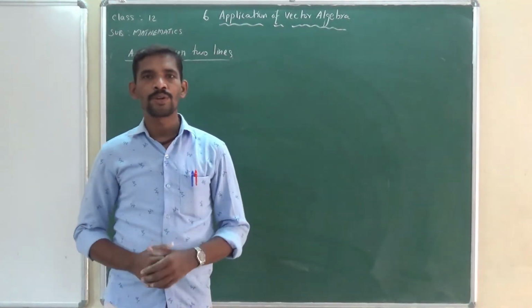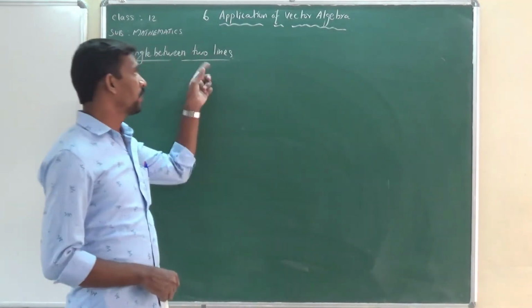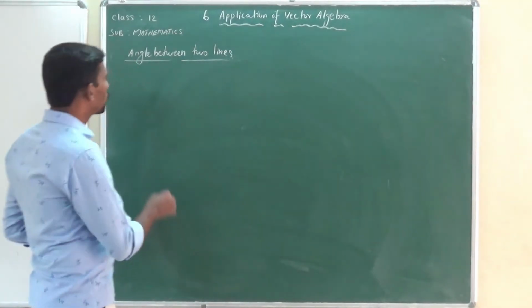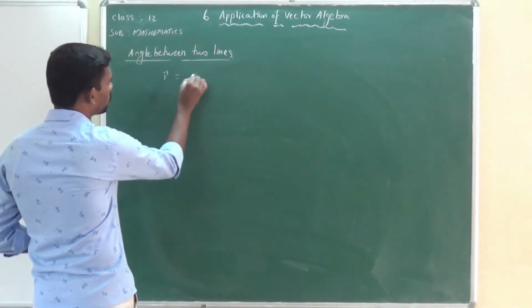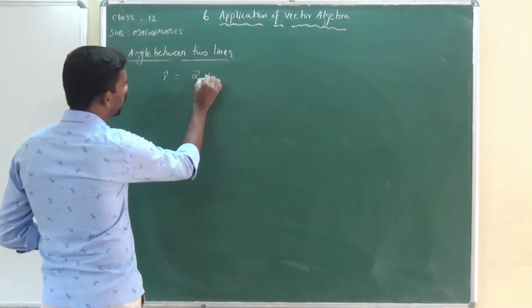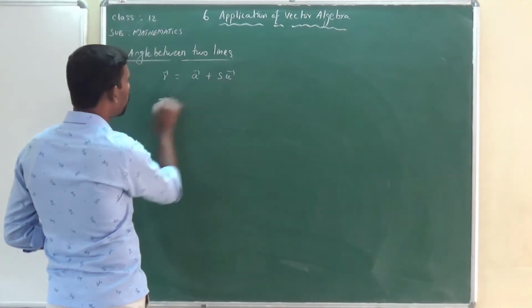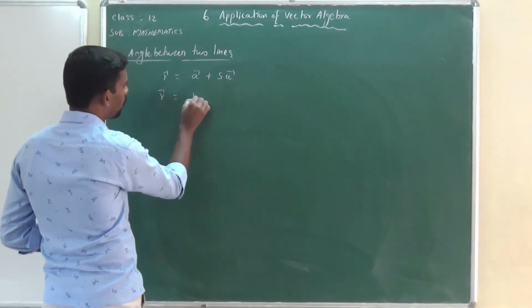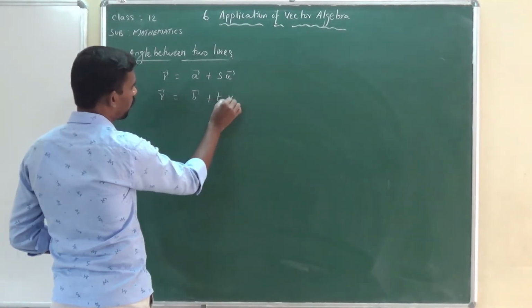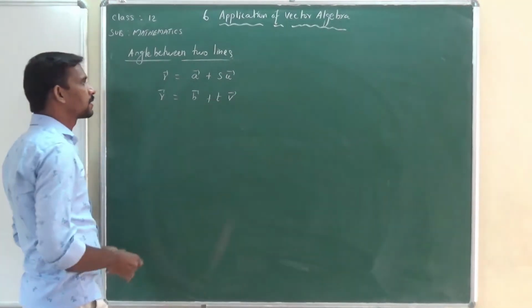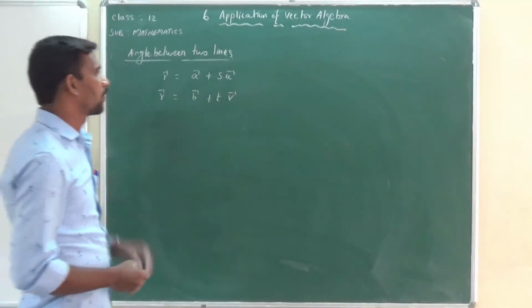Hi students, next important topic about lines: angle between two lines. Consider the two lines, r vector equals a vector plus s times u vector, and r vector equals b vector plus t times v vector. So these are two lines in vector notation format.